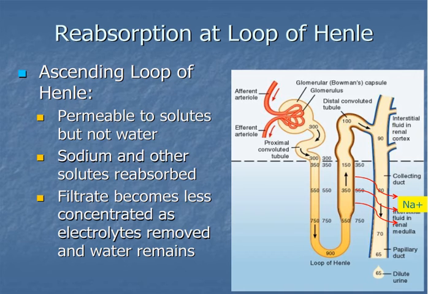And so as we move up the ascending limb of the loop of Henle, the osmolality will start to decrease, going from 350 down to 150 down to 100. Remember, the osmolality of normal blood plasma is about 300 milliosmoles. And so in this case, at 100, we're about one-third of the osmolality of regular blood. So we're very, very dilute at the point when we reach the distal convoluted tubule.